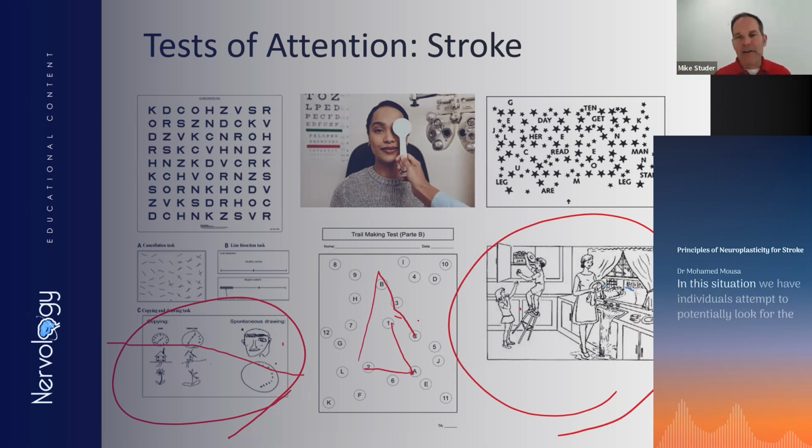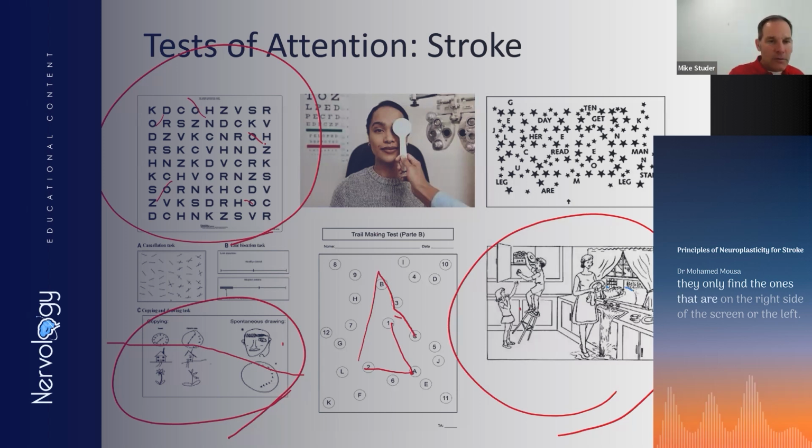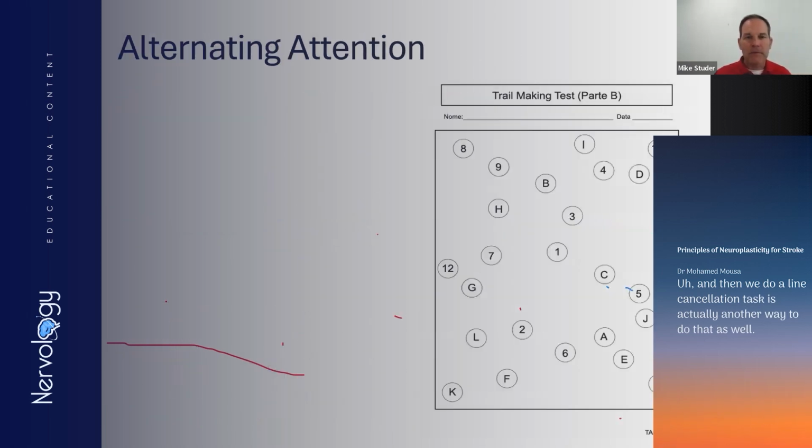In this situation, we have individuals attempt to look for the number of A's and cross out the number of A's, or do a star cancellation. Here you might pick any one of these letters and say, cross out all of the O's that you see. And we look to see if they only find the ones that are on the right side of the screen or the left. A line cancellation task is actually another way to do that as well.